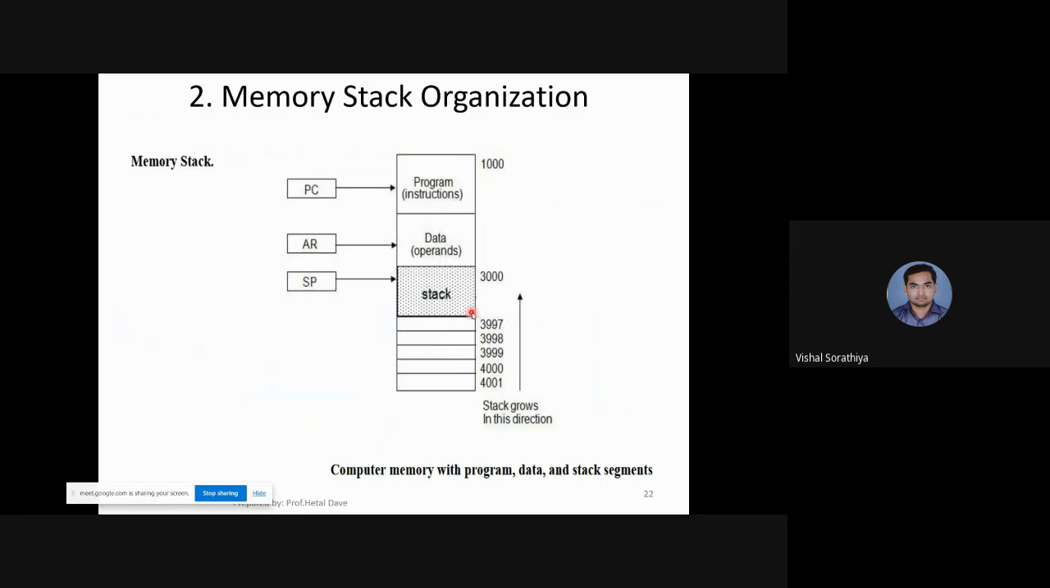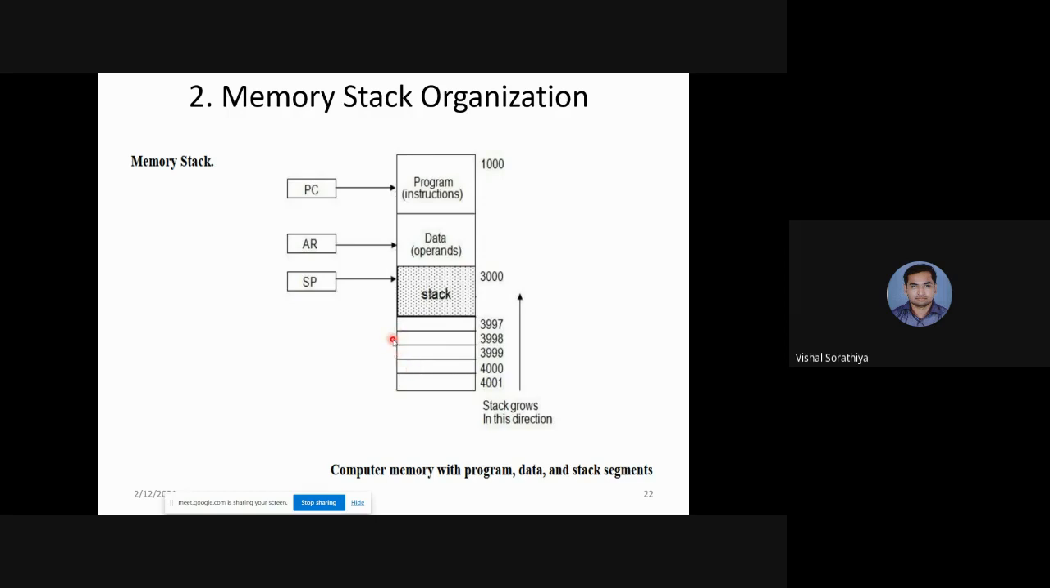So this stuff will be like that. Memory stack organization: how computer memory with program, data and all the stuff is stored. So it will be stored like this. Initially there is program instruction, then data, that we can say the operands, then there are stack pointers. Okay. So stack grows in this direction, while program instructions are assigned in this manner. So we can say first there is the highest number of the stack, then lowest, like that.